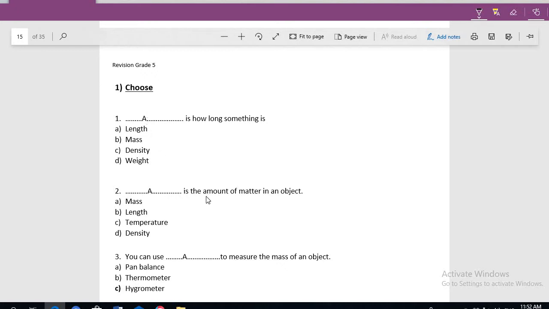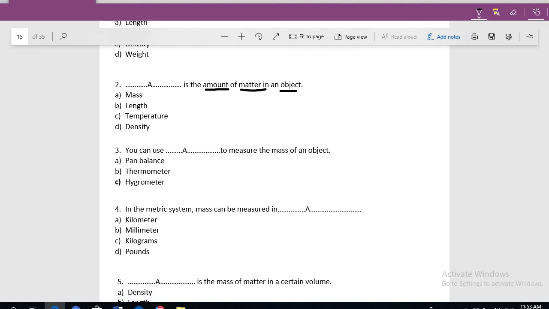The amount or quantity of matter in an object. This means mass. The mass of a mobile, for example, means the amount of matter that is present inside the mobile. You can use this to measure the mass of an object.